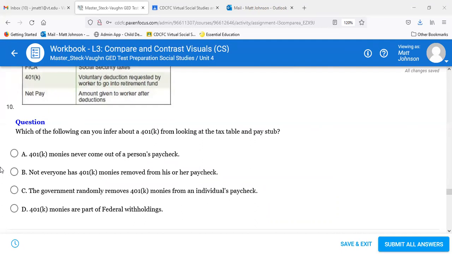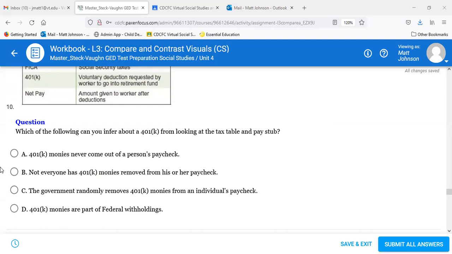Which of the following can you infer about 401k from looking at the tax table and pay stub? A, 401k monies never come out of a person's paycheck. B, not everyone has 401k monies removed from his or her paycheck. C, the government randomly removes 401k monies from an individual's paycheck. And D, 401k monies are part of federal withholdings.